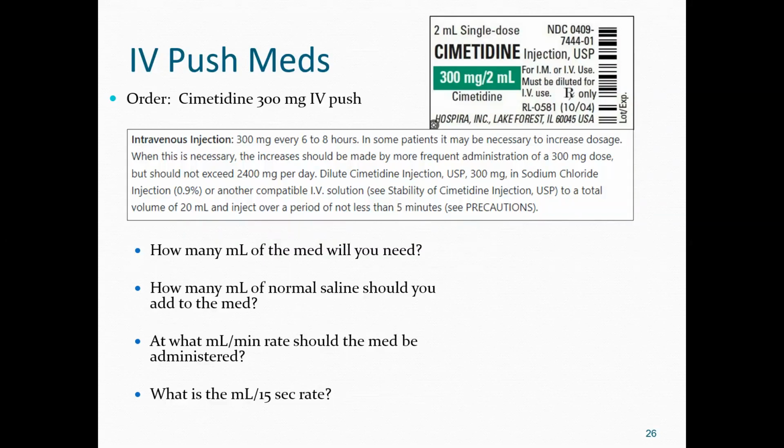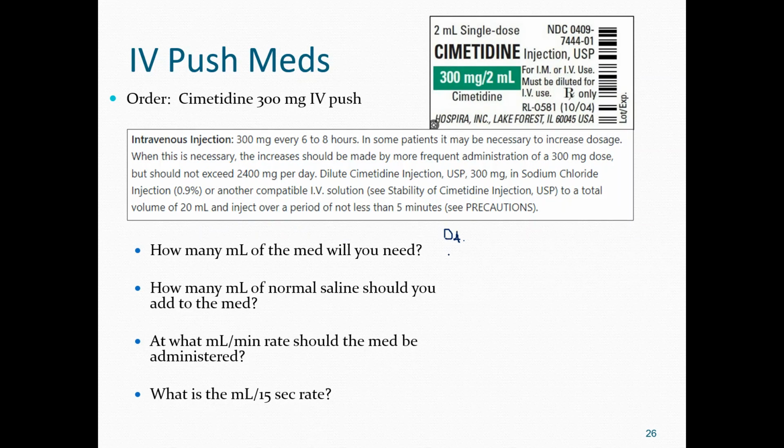Hello. In this video, we are going to look at calculating what is needed for an IV push medication. We see the order for this medication is 300 milligrams administered as an IV push. And we see a label, we see directions for the intravenous injection, which is an IV push. And so down below all of this information, we see our first question, which is how many milliliters of the med will you need? So here you can use dimensional analysis, and that's my first strategy that I'll show you.